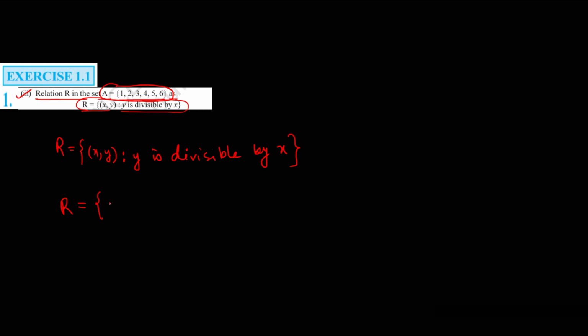So next problem, question number 1, problem number 3. The relation R in the set A, which is {1, 2, 3, 4, 5, 6}, is defined as R = {(x, y) such that y is divisible by x}. Here y is divisible by x, that means R equals (x, y) such that y is divisible by x. So now check, and you are given that A is from 1 to 6. So let's write the relation R as elements.